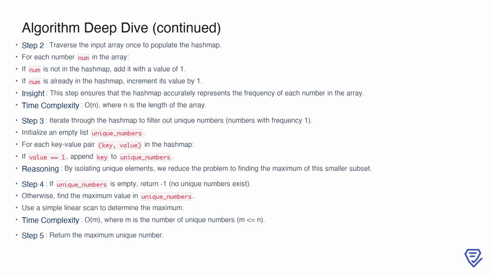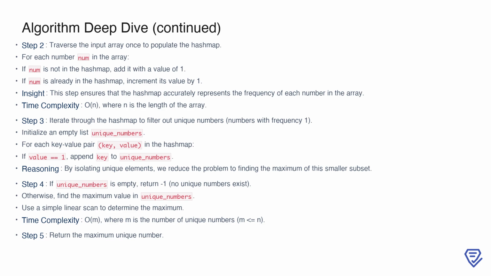Once the hash map is built, we proceed to filter out the unique numbers. We initialize an empty list to store these numbers. Then, for each key-value pair in the hash map, we check if the value equals 1, indicating that the number is unique. If it is, we append the number to our list of unique numbers. This step narrows the problem down to only the numbers that appear exactly once, which simplifies the task of finding the largest unique number.